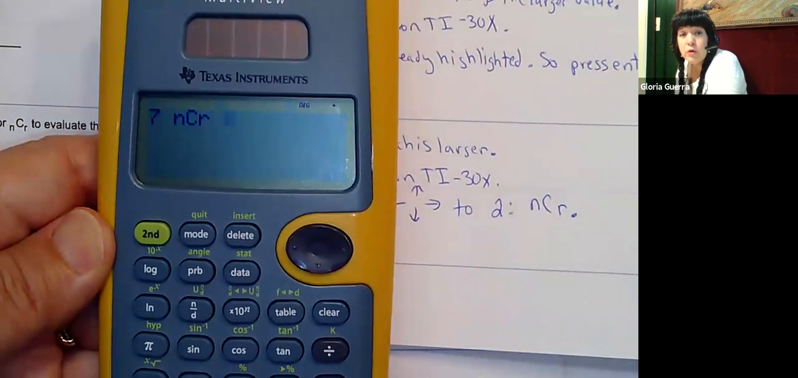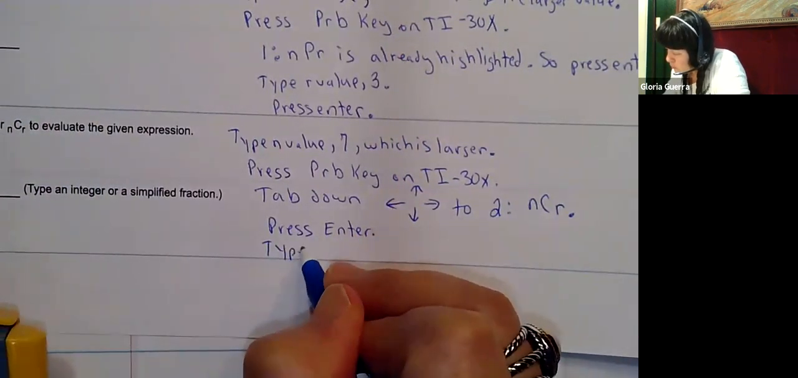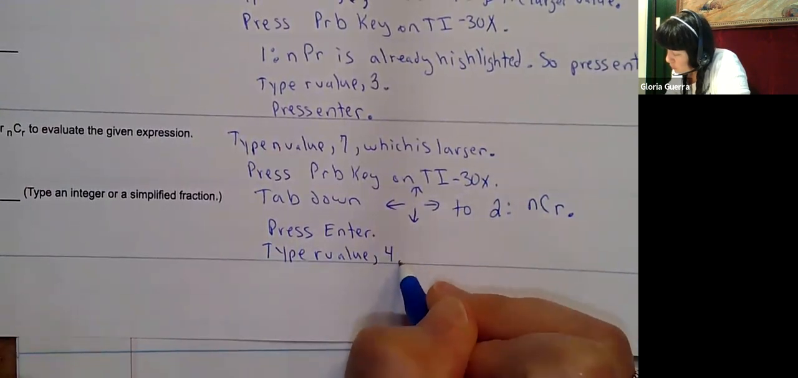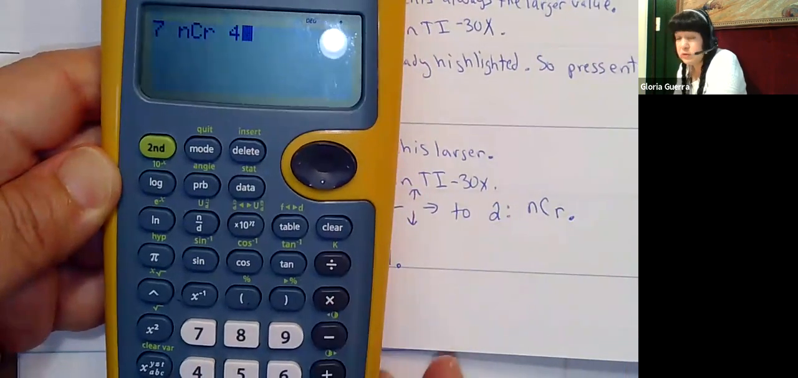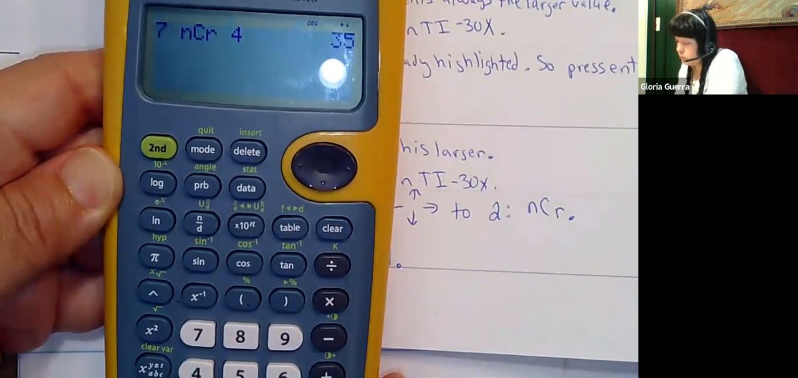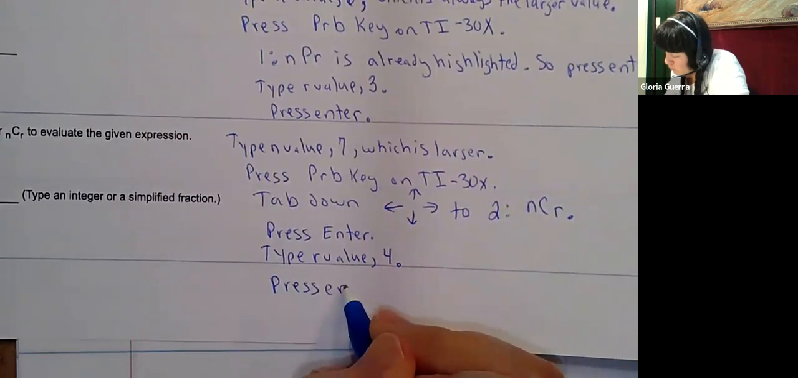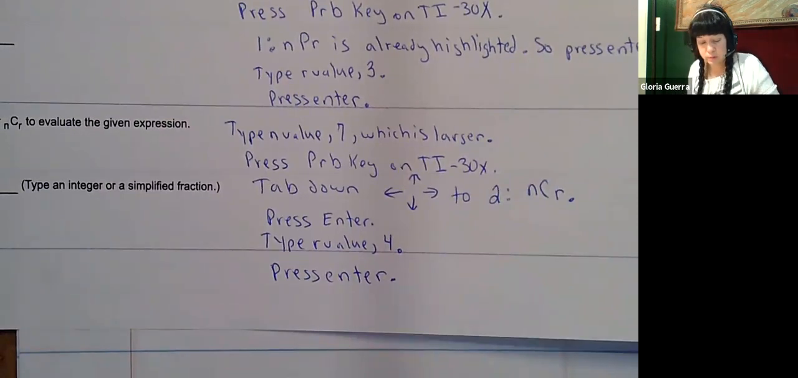Okay, and then you're going to type your R value, which is 4. And then you're going to press enter. And you get 35. Okay.